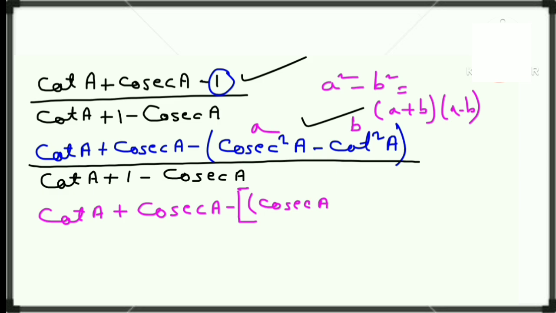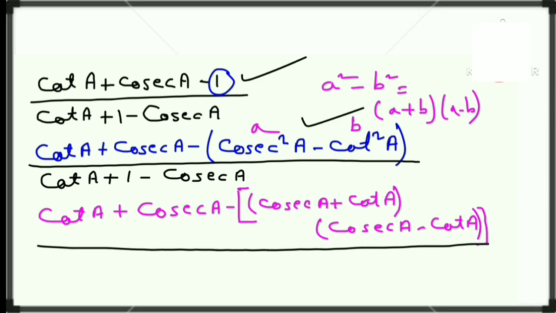Cosec A plus cot A, cosec A minus cot A. And in denominator, copy as it is, cot A plus 1 minus cosec A. Now, again, let's proceed to next page.